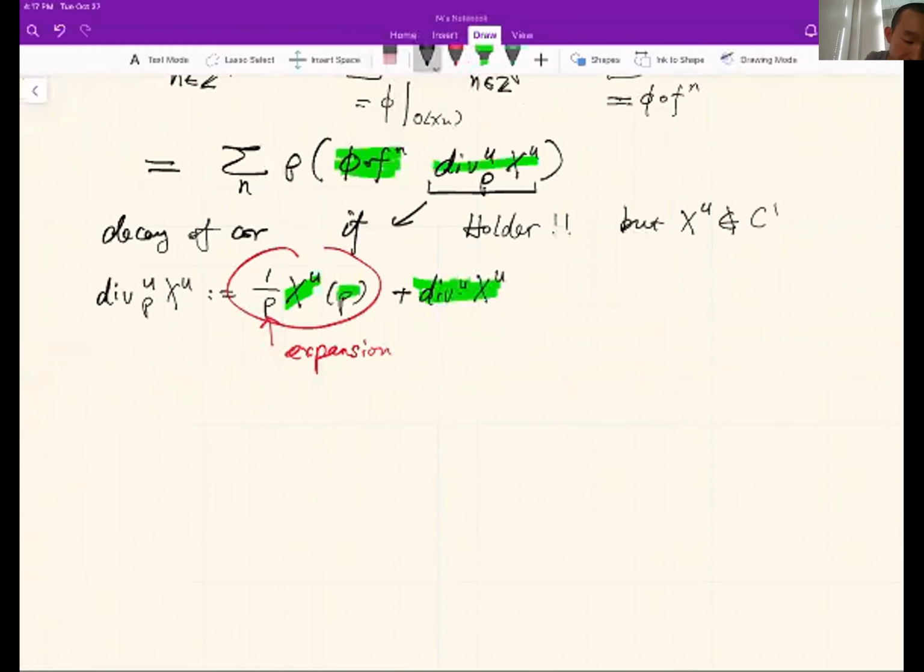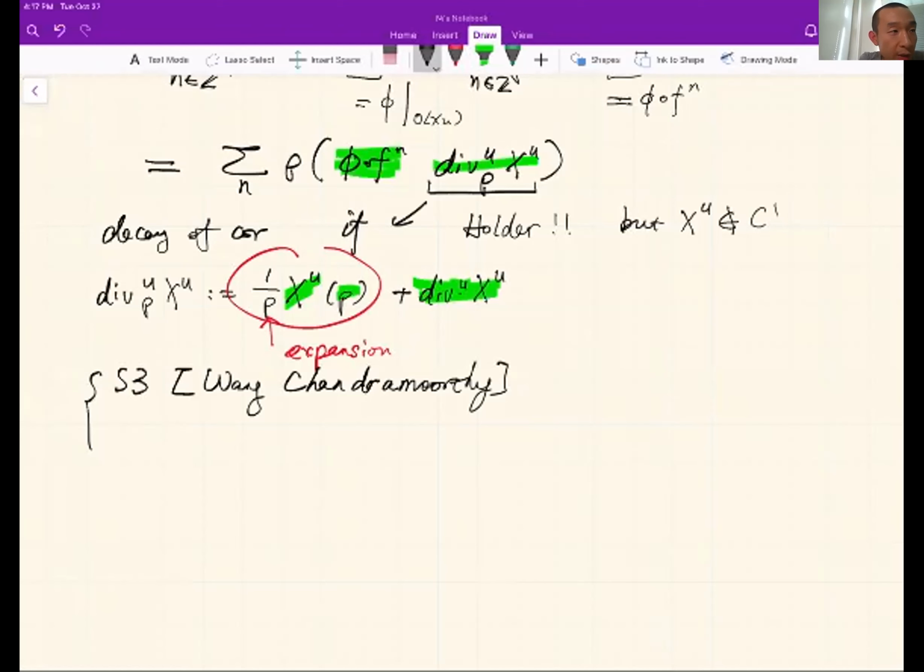In terms of computations, there were several previous works introducing various approximations of the unstable divergence. The first to mention is the F3 algorithm, developed by Wang and Chandramouli. The rough idea is that we can use finite difference to approximate this Lebesgue unstable divergence. However, if you remember, this X^u is not really differentiable, so if you use finite difference to approximate it, this is going to cause numerical instabilities.